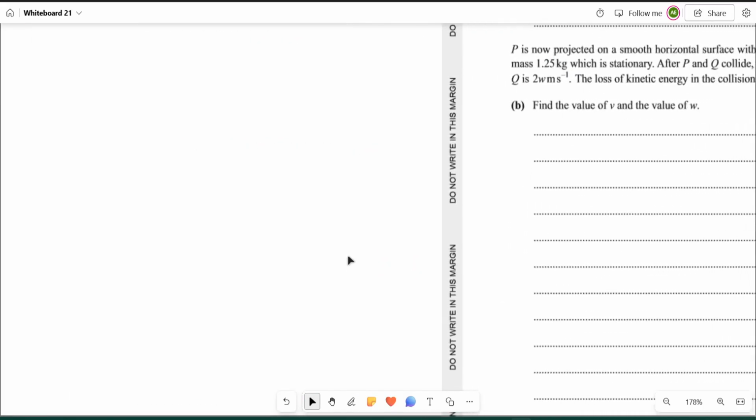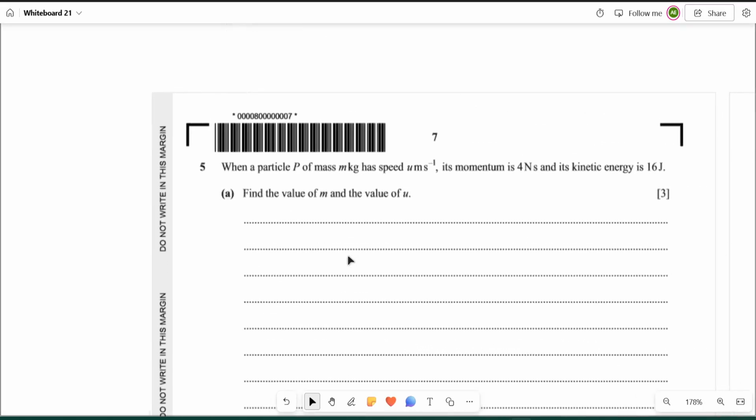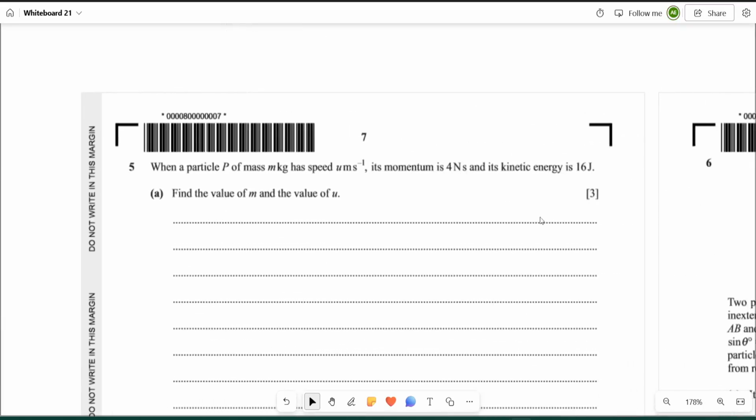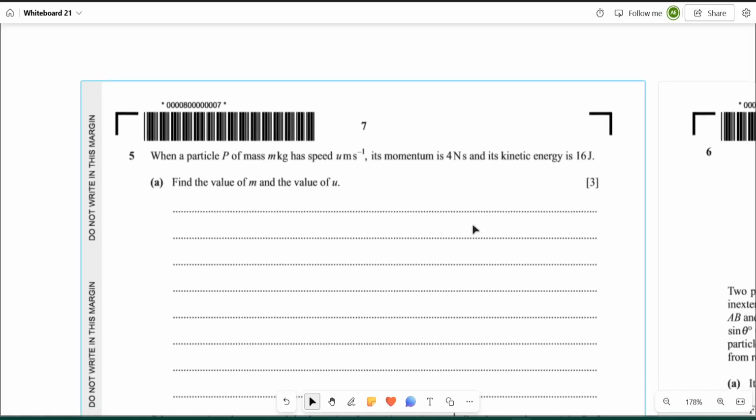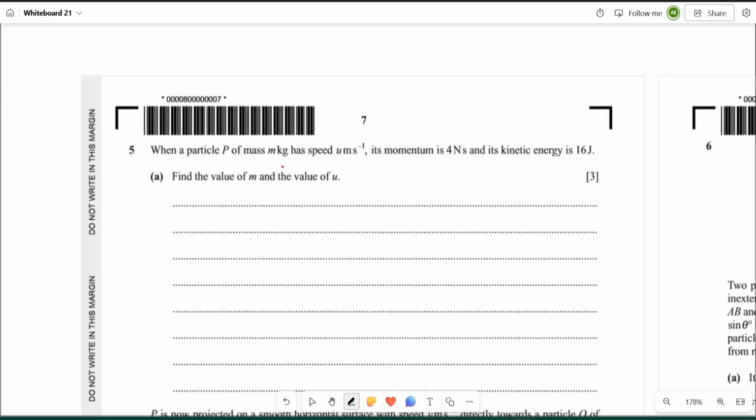Now, let's solve the next question. So, question 5 says, there's a particle P of mass m kilograms and has a speed of u. Its momentum is 4 Newton seconds and its kinetic energy is 16 joules. Find the value of m and the value of u.